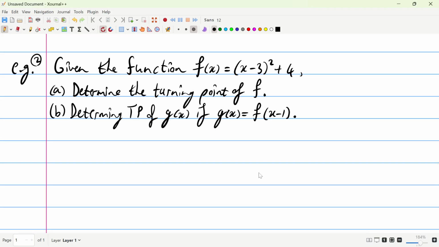Alright, so example 2 says, given the function f of x is equal to (x minus 3) all squared plus 4, number A says, determine the turning point of f. And then number B says, determine the turning point of g of x if g of x is equal to f of x minus 1.